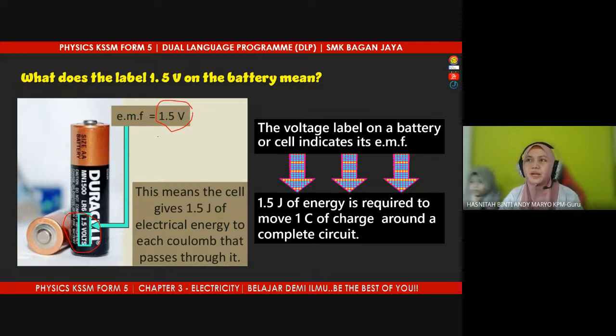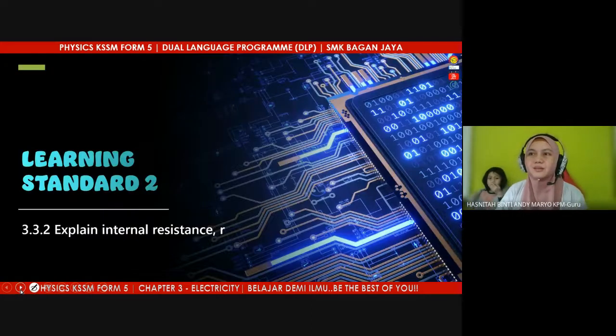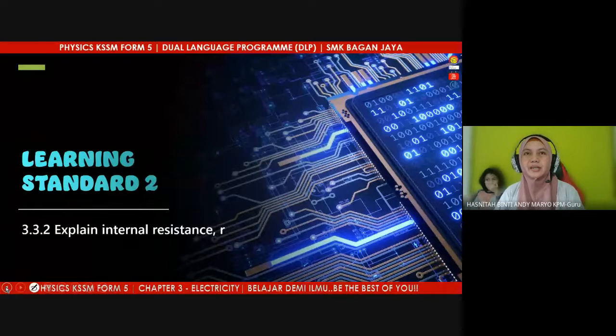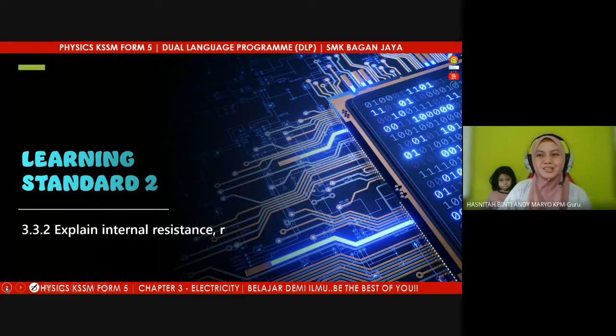So kalau dia tulis 3 volt, 4.5 volt, we understand that if 4.5 volt is written there, it means 4.5 joule of energy is required to move 1 coulomb of charge around a complete circuit. Okay, then next. So that is to do with the first learning standard, to define what is meant by EMF, electromotive force.